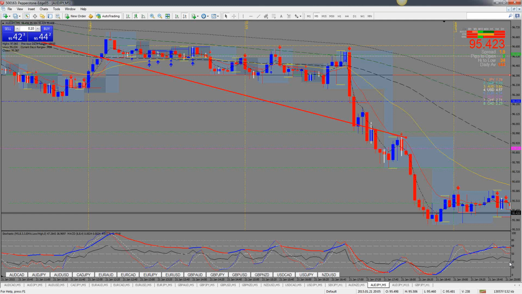But look at the price action. What's it doing right now? What's it been doing the last hour? It's been consolidating. So is it a riskier trade? Yes, it would be a riskier trade. All right. You need to look at stuff like that. You really need to look at stuff like that.